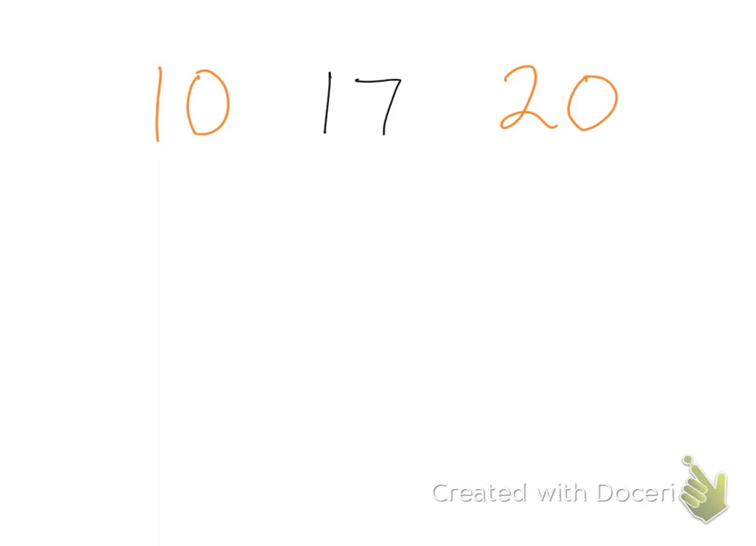Well, when I'm rounding a number to the nearest 10, I want to look at the ones place value. So all the numbers ending in 5 or above, we round up to the next number on the line. So 17 is closer to 20 than it is to 10. So if I was to round this, I would round 17 up to 20.